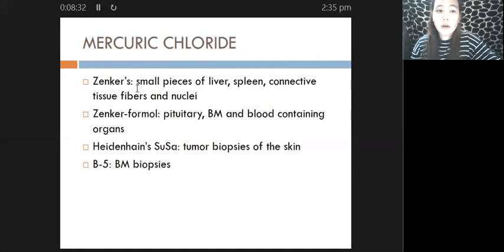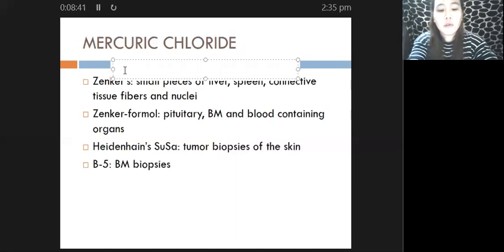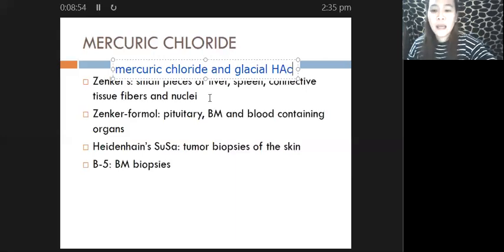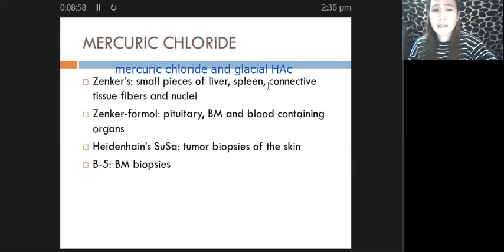So, let us look into the different mercury chloride-based fixatives. The first one is your Zenker's fluid. Your Zenker's fluid is made up of mercury chloride. Okay, so components of your Zenker's, we have mercury chloride and glacial acetic acid. The glacial acetic acid that is incorporated in your Zenker's fluid is added before using your Zenker's fluid.